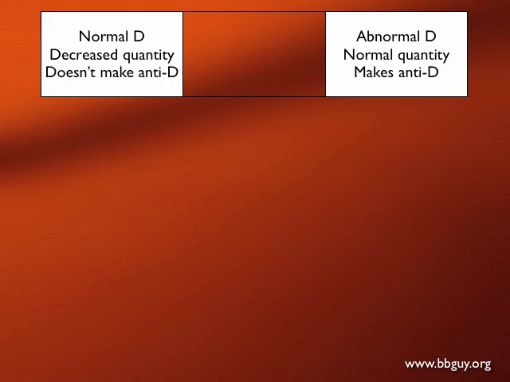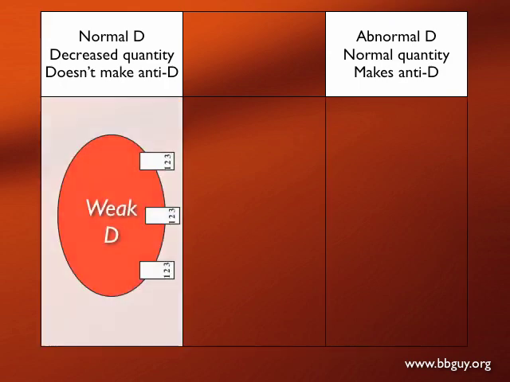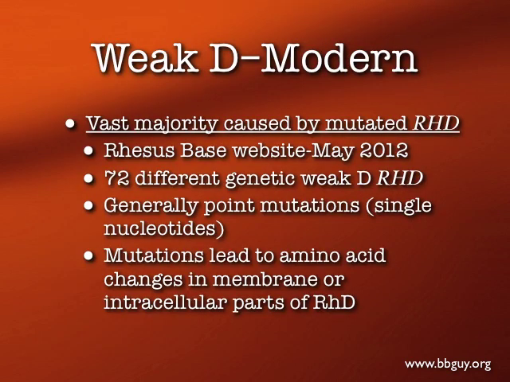So again, classically, we've defined weak D people this way. On the left, they have a normal amount of D, a decreased quantity of D. They have a normal form of D, as in they have the normal epitopes, but they have a decreased quantity of D, and as a result, they are really D-positive, and if you expose them to D-positive red cells, they don't make anti-D at all.